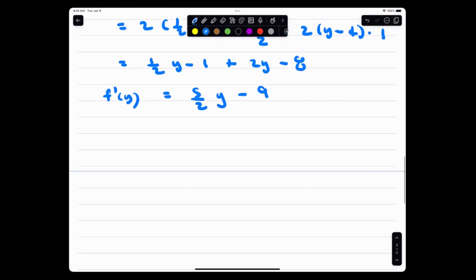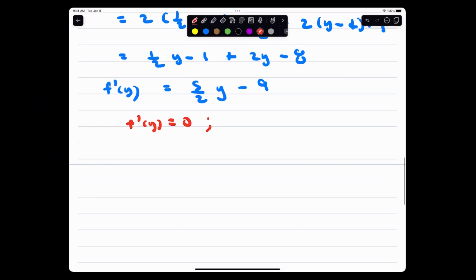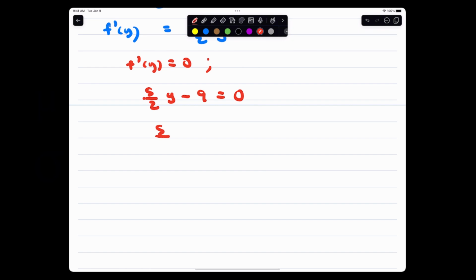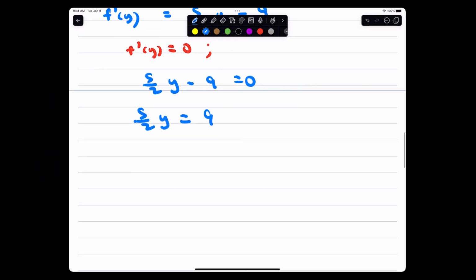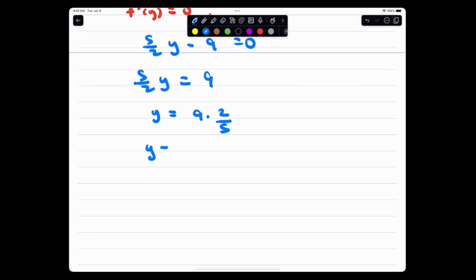Okay. So what do you do with this derivative? You're going to set that equal to 0. We're finding relative max, relative min. So you get 5/2 y minus 9 is 0. Now, I'm going to use blue. Which means 5 halves y equals 9, or y will be 9 times 2 fifths. Is that right? So our y value will be 18 fifths.